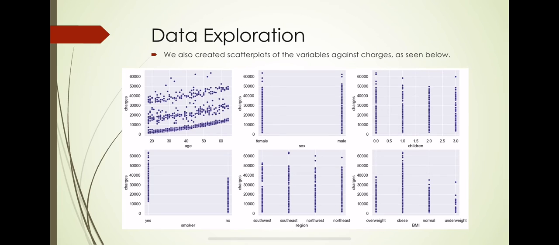We also created scatter plots of the variables against charges. In the age versus charges scatter plot, we noticed 3 distinct groups, each showing a positive linear relationship, with charges slightly increasing as age increased. We also noticed charges were generally higher for smokers versus non-smokers, and those with higher BMIs. However, charges by sex, children, and region appeared consistent.